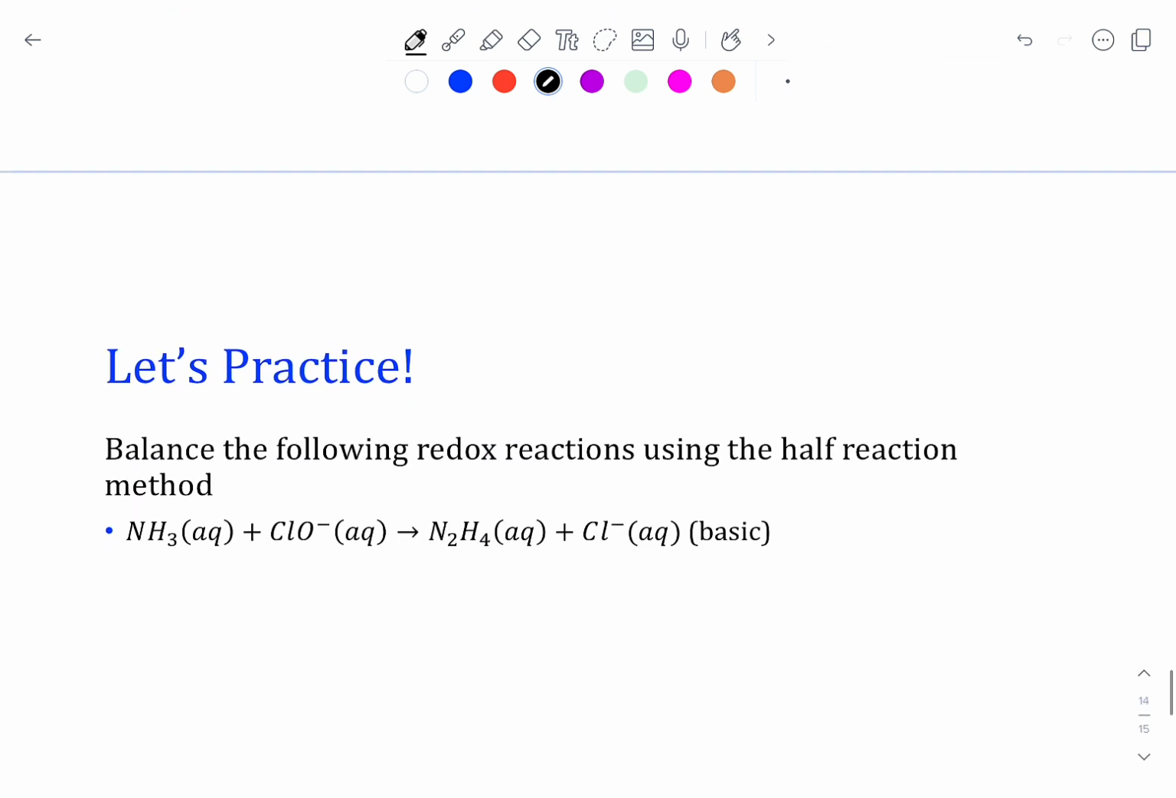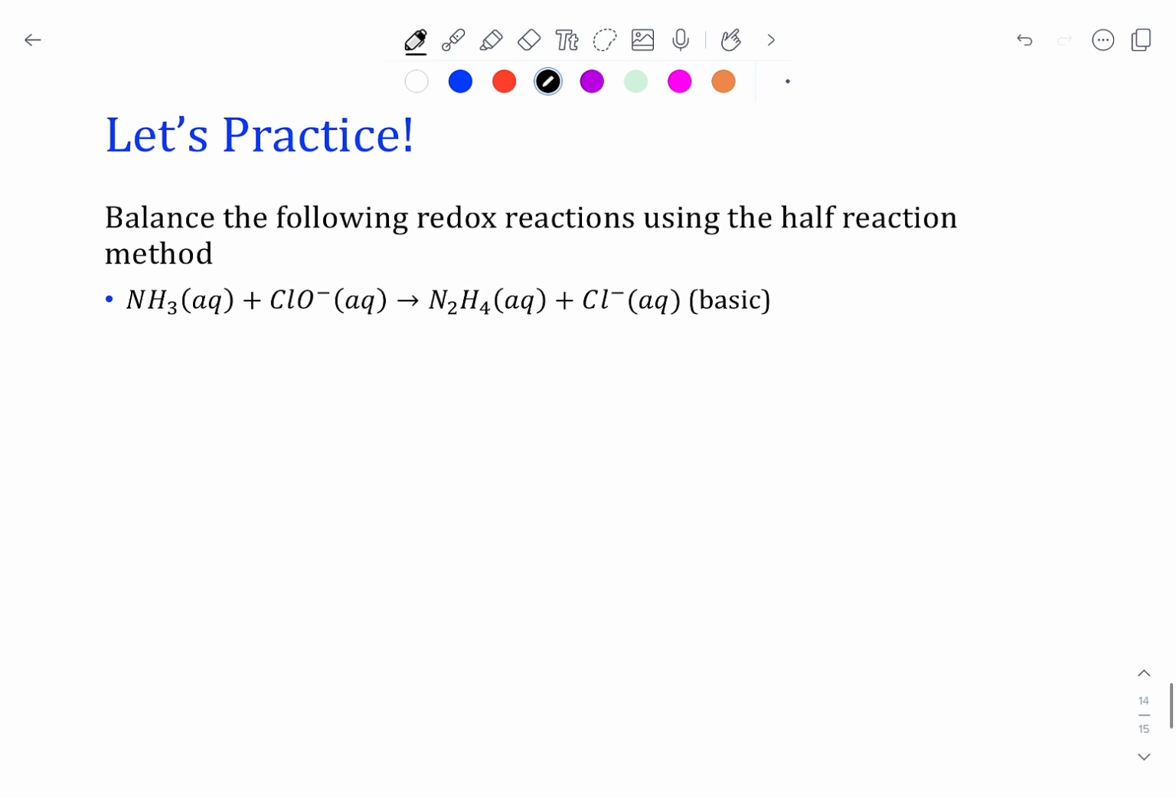Okay, and in our last practice problem here, we want to balance the following redox reaction using the half reaction method. This time we have a basic solution. So pause your video and try this problem independently using your rules for basic solution balancing, remembering that you should try to get through as much of the problem as you can until you get stuck or until you finish, and then come back to the video to check your work.